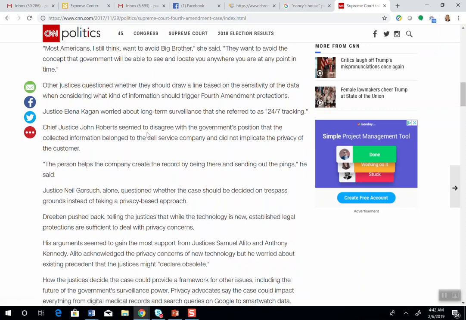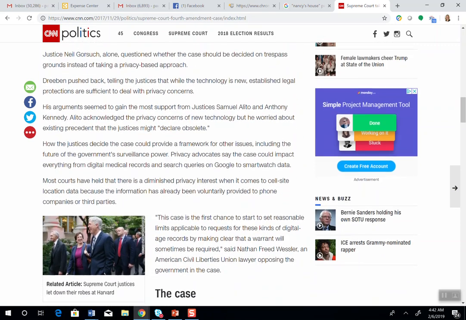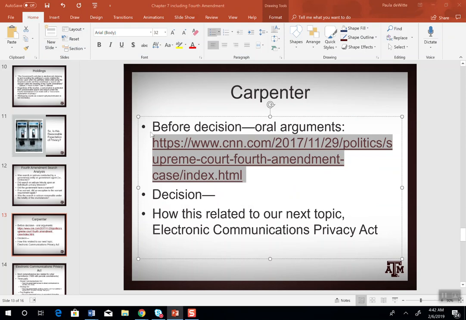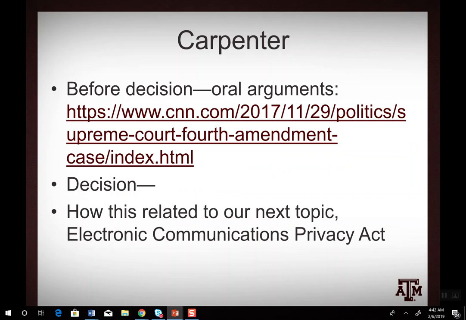And by the way, there's more extensive articles. I picked up an easy-to-read one. Roberts seemed to disagree with the government's position that the collected information belonged to the cell service company and did not implicate the privacy of the customer. The person helps the company create the record by being there and sending out the pings. There's other arguments here, but the important thing about this decision, it came out in June of 2018. It was the first time in a long time we have seen a swing away from the government's power to the individual's power of privacy.